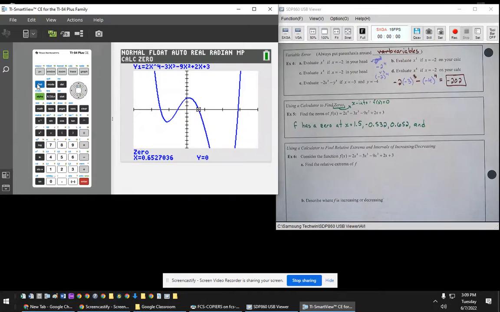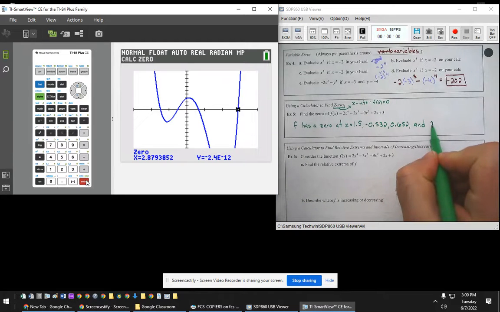And last but not least, now here's a nice little trick. Second Calc, zero. If you know that the zero falls between two nice numbers, you can just type those numbers in. So that's 1, 2, and 3. So my zero is between 2 and 3. So for my left bound, I can just type 2, enter. For my right bound, I can say 3, enter. And then my guess, I'm going to say is, I don't know, 2.5, even though I know it's not that. So it ended up taking me there at 2.879.